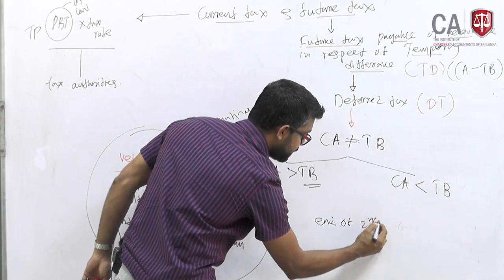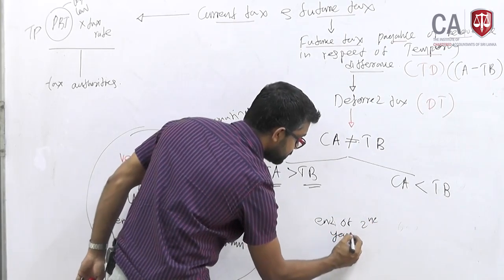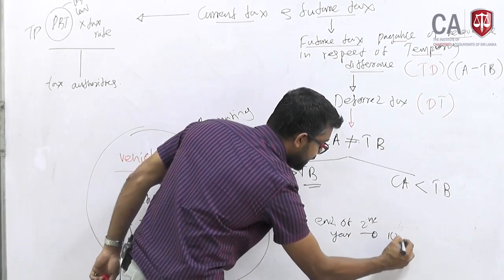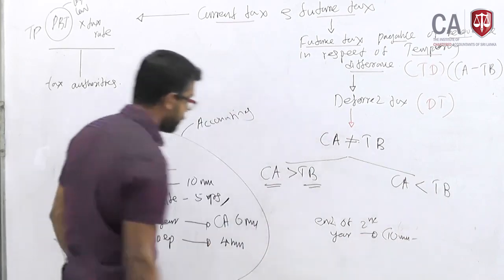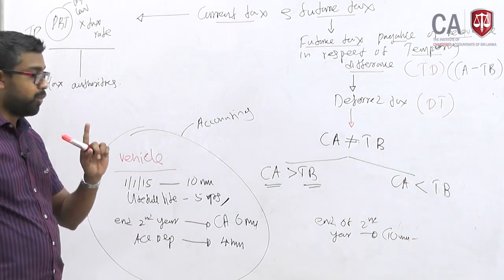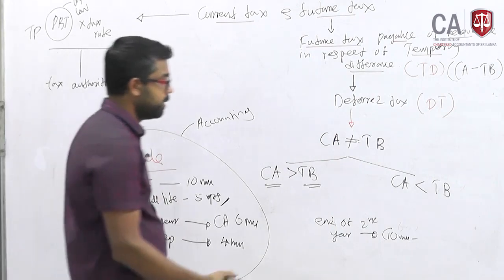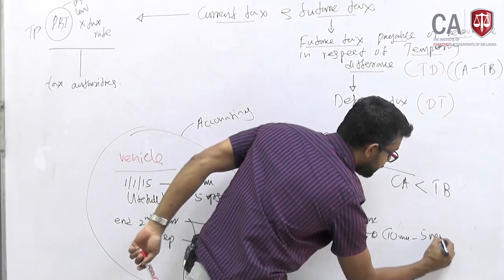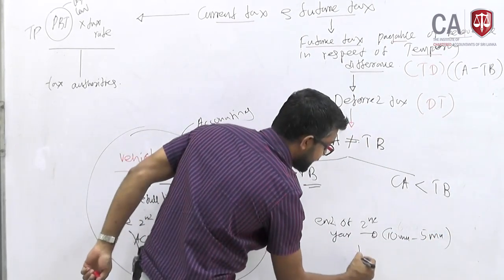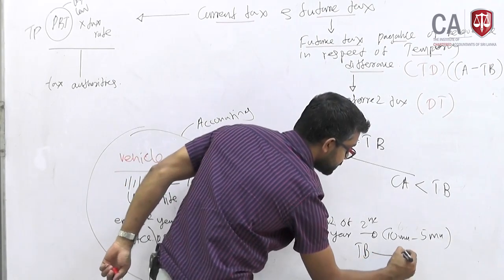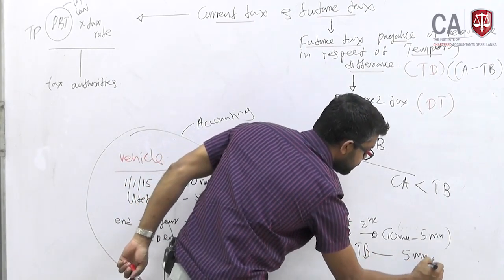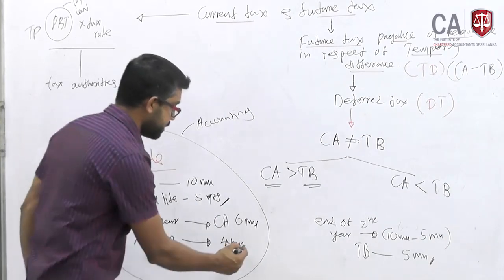End of second year. 10 million minus now, not 5 years, no, 4 years. 4 years means 1 year depreciation is 2.5. 5 million will be depreciated, carrying amount. Tax base 5 million. 5 million. Here 4 million.